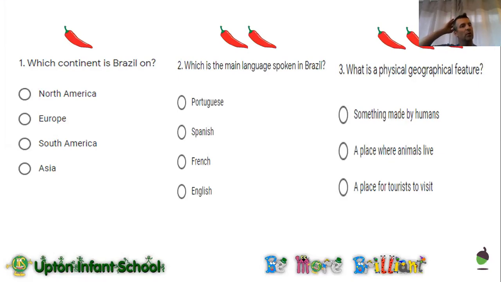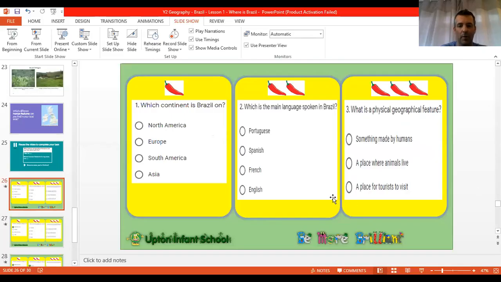So we've got a one chilly question. Which continent is Brazil on? Is it North America, Europe, South America, or Asia? Two chilly question. Which is the main language spoken in Brazil? Is it Portuguese, Spanish, French, or English? And the last question, three chilly question. What is a physical geographical feature? Is it something made by humans? Is it a place where animals live? Is it a place for tourists to visit? So let's have a look, see if we can come up with these answers.